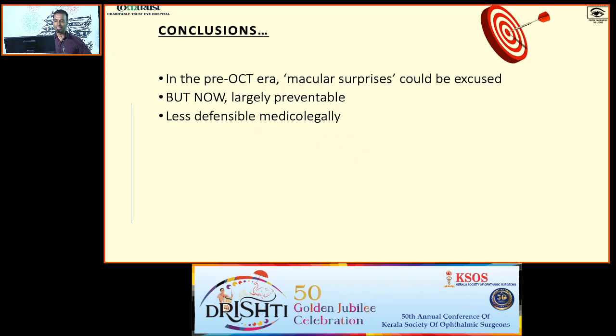So in the pre-OCT era, macular surprises could be excused because there was no way to find them out. But now they are largely preventable because OCT is almost freely available these days, and especially in premium IOLs, it's very difficult to counsel the patient for a post-operative macular surprise. So it is less defensible medico-legally also. So these are certain things I wanted to highlight.